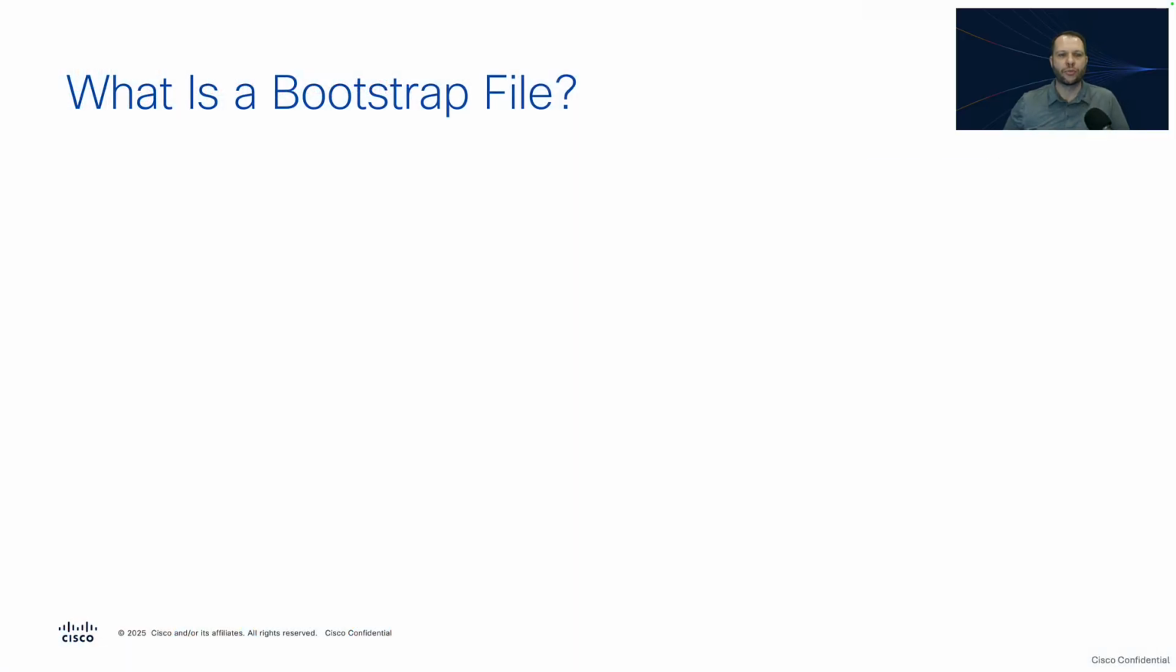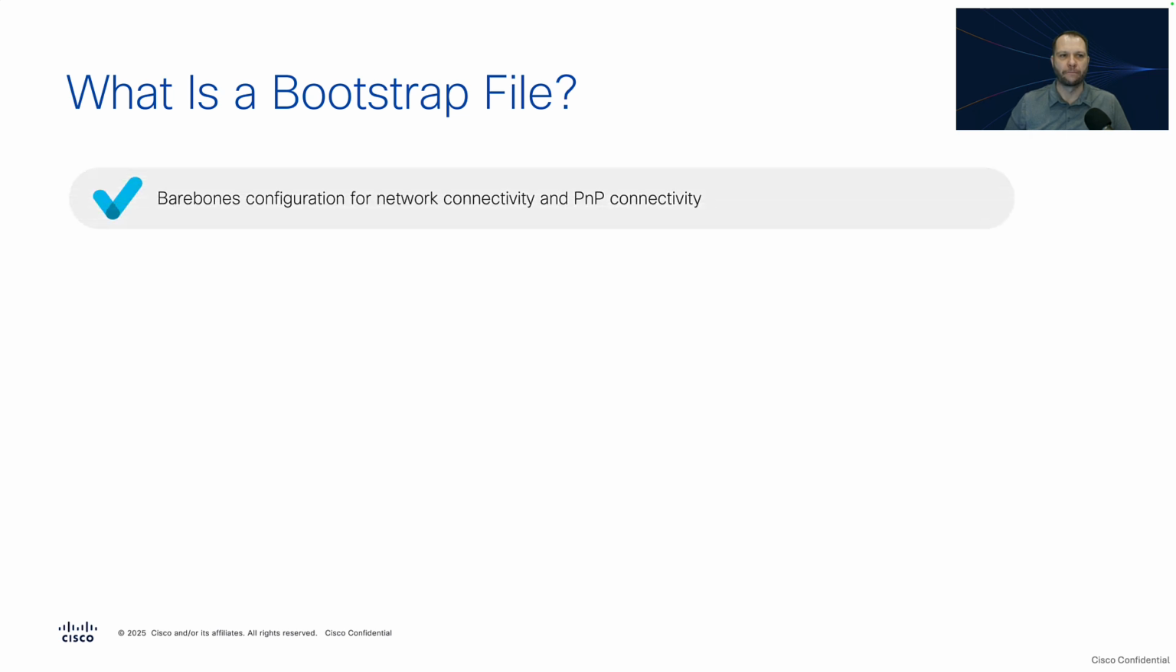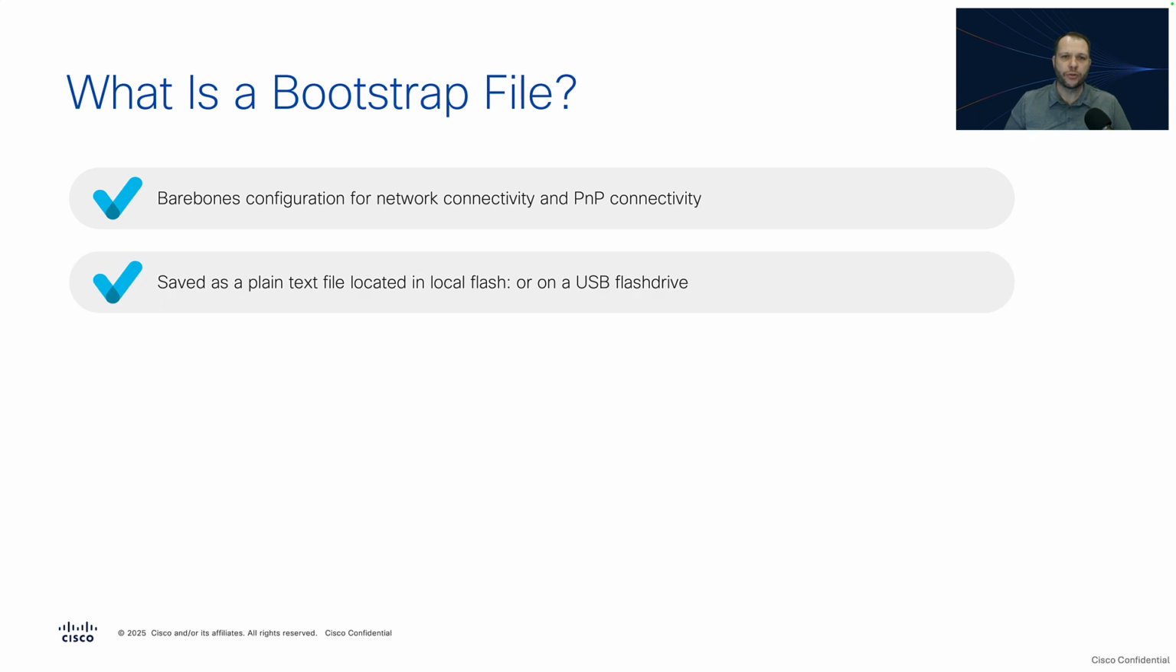So what is a Bootstrap configuration file? Well, it's really just a bare-bones network configuration that's applied to a device to allow it to have network connectivity and to have connectivity to the plug-and-play server. The Bootstrap file is just a plain text file which can be saved in local flash on the device, or it can be on a USB flash drive which is plugged into the device.